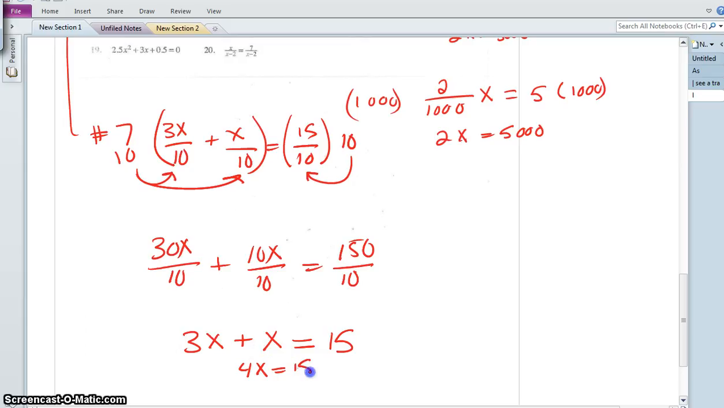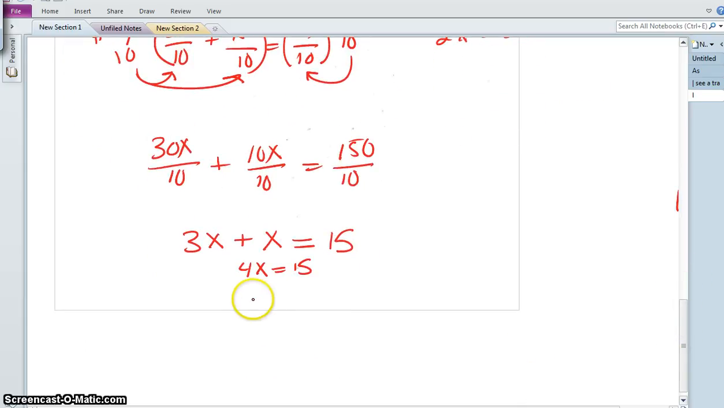4x equals 15. Dividing both sides by 4, x equals 15 fourths. And this is reduced. 15 and 4 share no common factors, so I can't reduce it further. I don't mind that it's an improper fraction where the numerator is larger than the denominator, so you do not have to put it into a mixed number, but you could. This will equal 3 and 3/4.